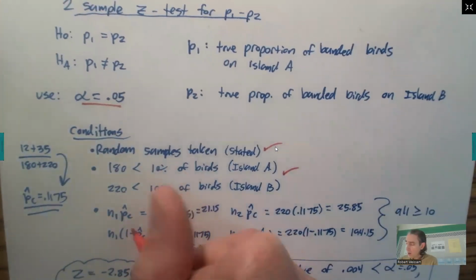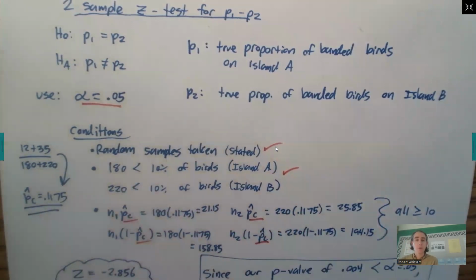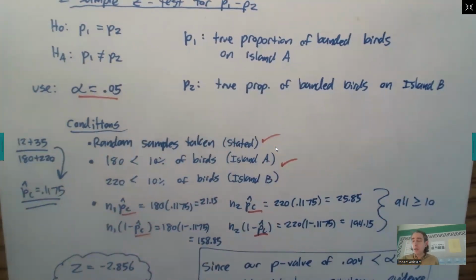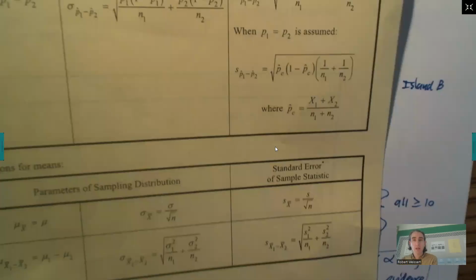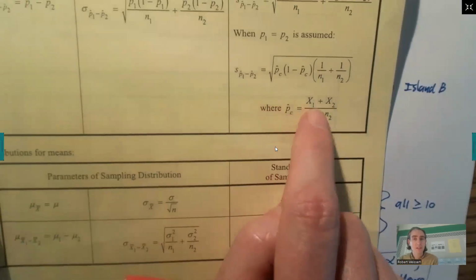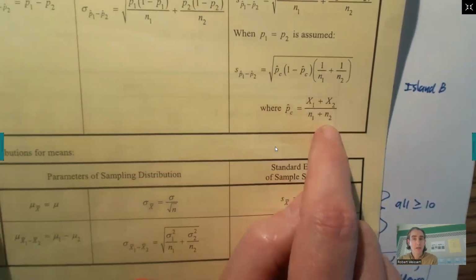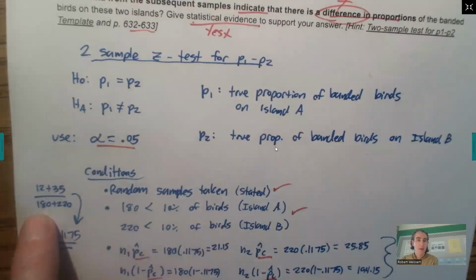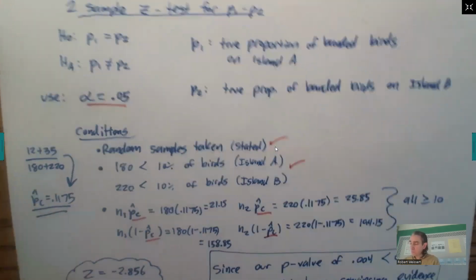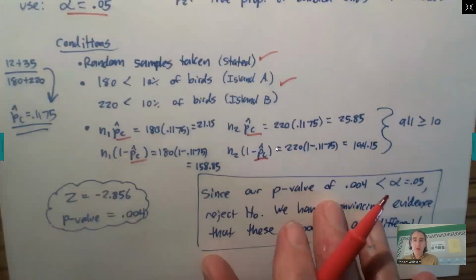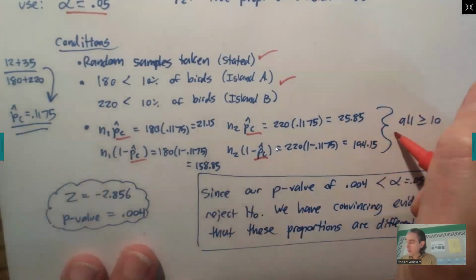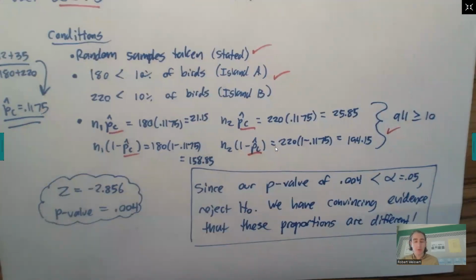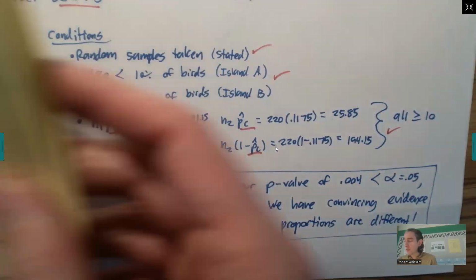And when we're talking about our large counts, we want to use pc. Now, if you don't remember what that is, go to your formula sheet. And here's a formula for it. It's the number of successes for both divided by the total of your sample sizes added together. So you can see here, if I do the 12 plus 35 over the 180 plus 220, that's going to give me about 0.1175. Once I've checked that all these are greater than or equal to 10, I'm not going to get bogged down with formulas, especially with this one, because you're not really required to show this formula when you're doing the calculation as long as you name the test.